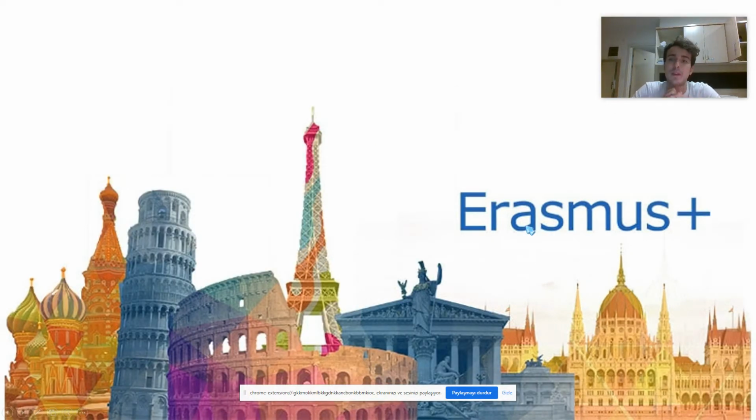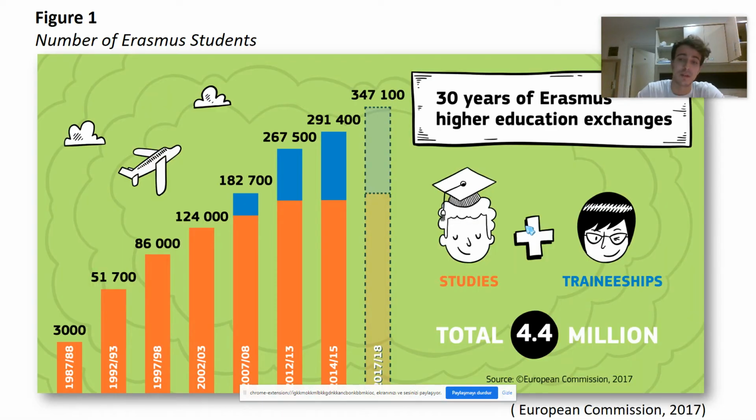Hello. Today I will present and explain two bar graphs about the Erasmus program. Here is the first one, Figure 1, whose title is Number of Erasmus Students.